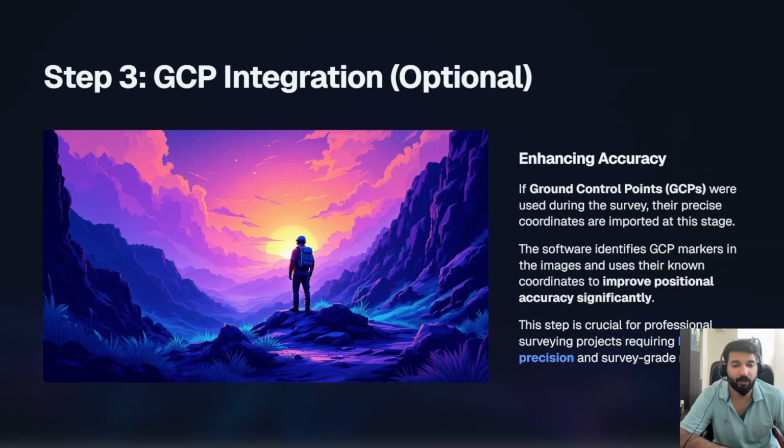Step 3. Ground control point integration. If ground control points (GCPs) were used during the survey, their coordinates are imported at this stage. The software identifies the GCP markers in the images and uses their known coordinates to improve the positional accuracy of the map. This step is especially important for professional surveying projects that require high precision.